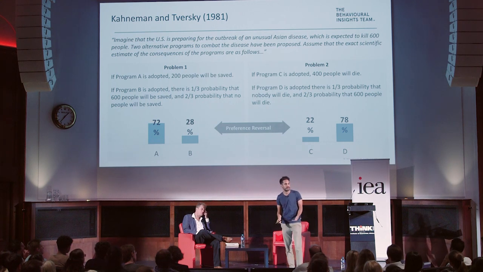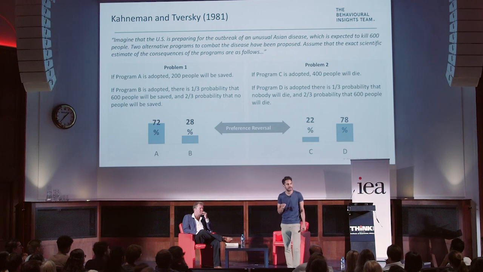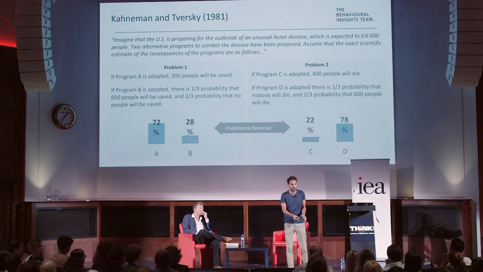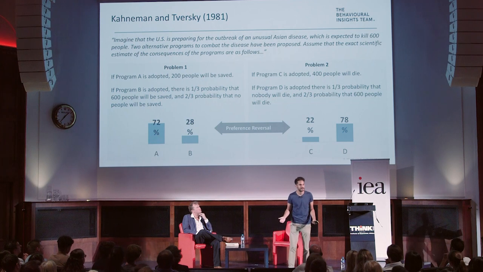Right? You've got 200 lives in the bank and you can take a risk. And politicians are going, yeah, I don't really fancy that. I'm not sure about that, right? I don't want to be the person that had 200 lives they could definitely have saved and then sort of gamble with it. And problem two, you're saying, look, 400 people are already dead here, right? They're already gone. And people are going, well, what the hell?